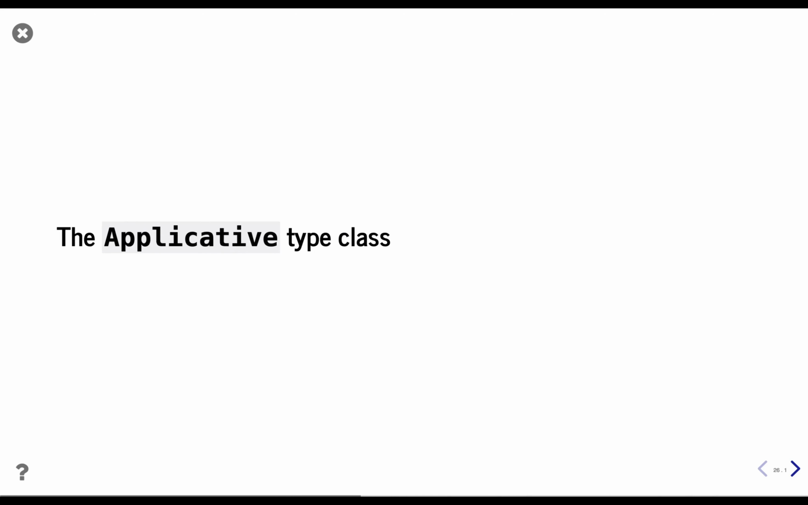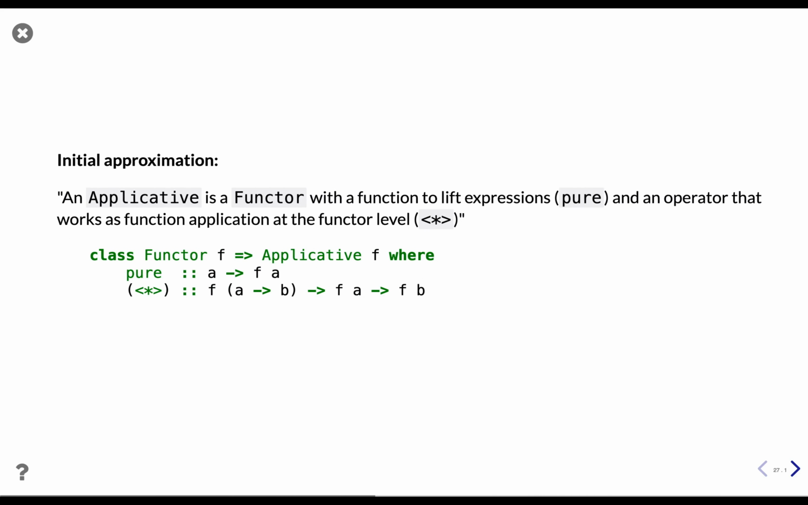Let's define an initial approximation of the applicative type class based on what we could figure out until now. So our initial approximation will look sort of like this. An applicative is a functor with a function to lift expressions called pure, and an operator that works as function application at the functor level, symbolized with this bracket star bracket, but that we call apply.